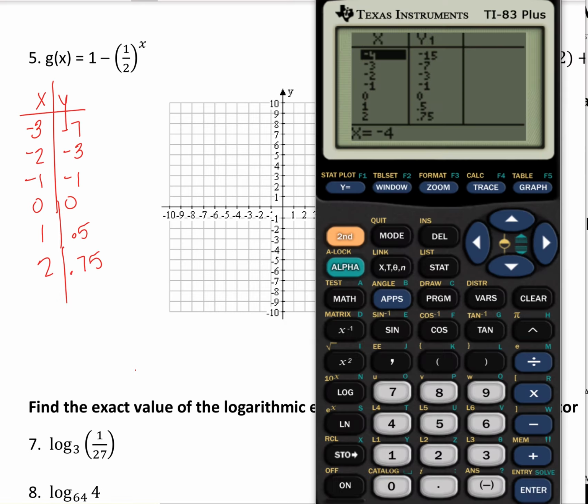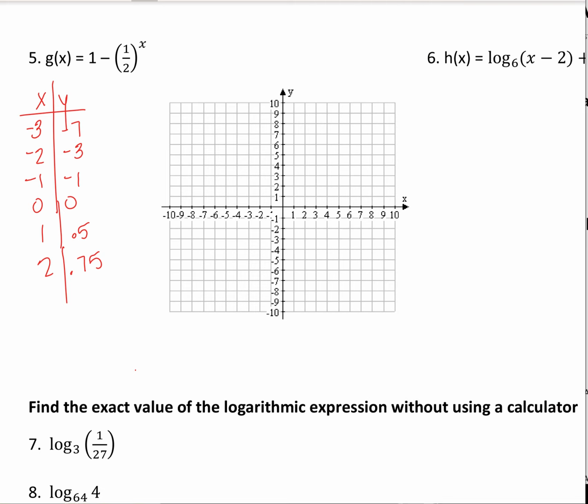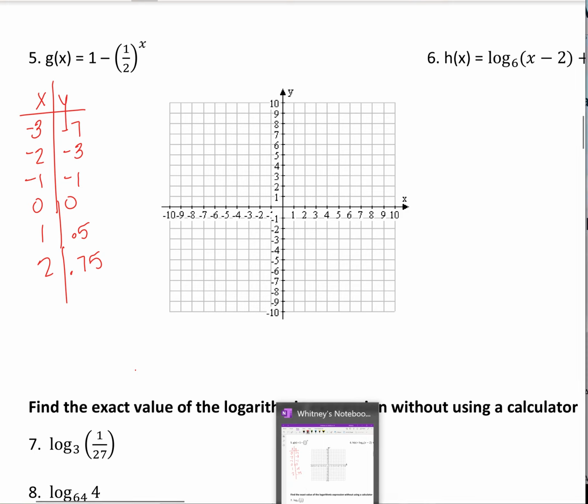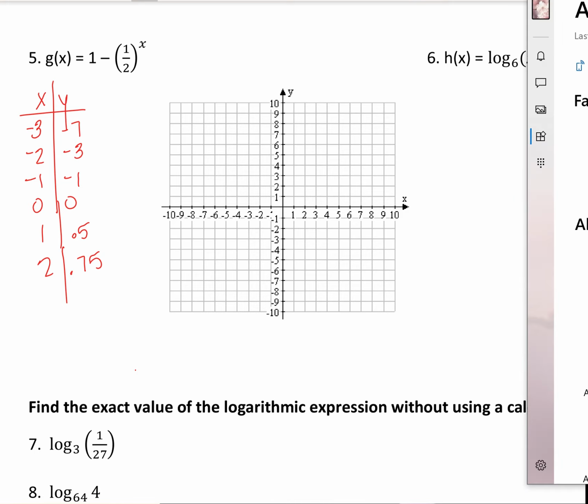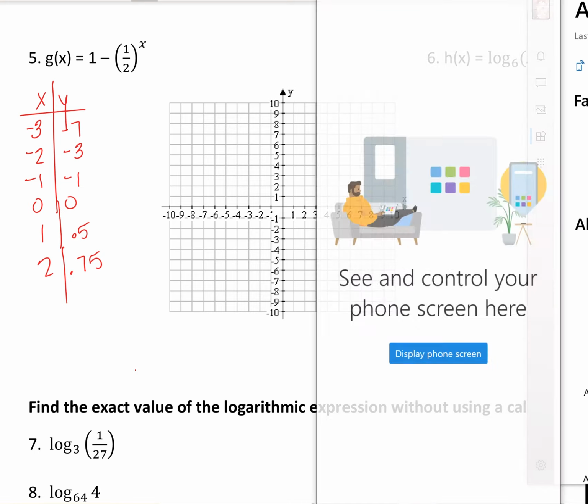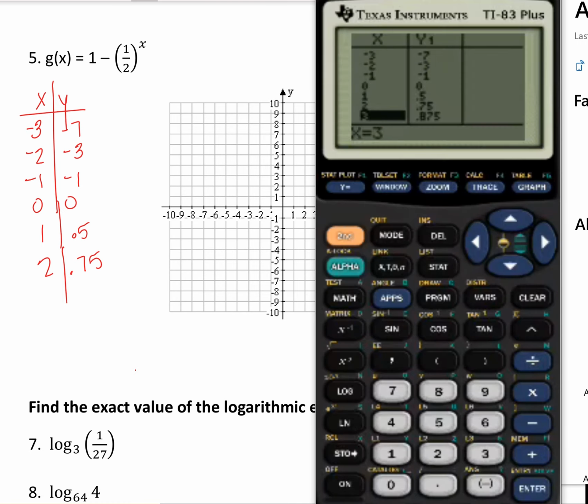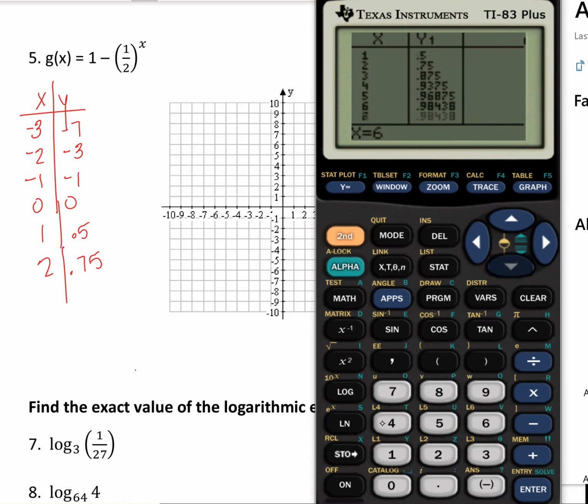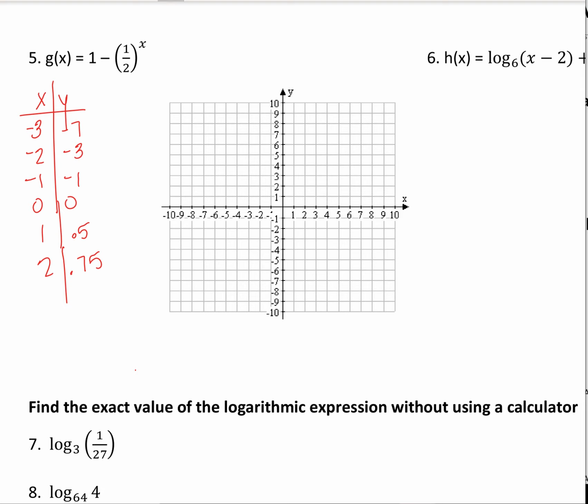I'm going to scroll through and see what number it gets really close to, but what it doesn't actually cross. So I'm going to keep scrolling down. And it looks like I get really close to 1, but I don't actually cross it. So that's really good to know. I know I'm going to have a horizontal asymptote at 1. So I'm going to draw my line. So I have a horizontal asymptote at y equals 0.